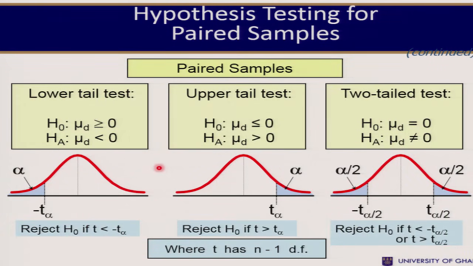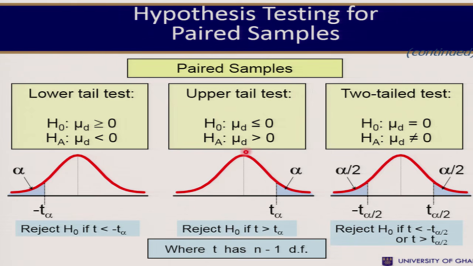In testing for these paired samples, we also have the same lower-tailed, upper-tailed, and two-tailed test situations. For the lower-tailed test, the alternate hypothesis is that mu d is less, and you see that the critical value lies to the left of the normal curve.